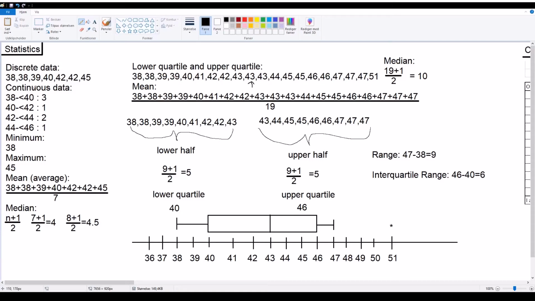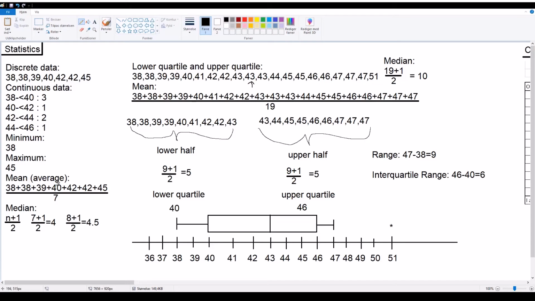And then when you're talking about discrete data, or data in general, you need to know some more terms. For example, you always have a minimum, which is the lowest data value. So in this data set it would be 38. You have the maximum, which is the highest data value, which in this set would be 45.